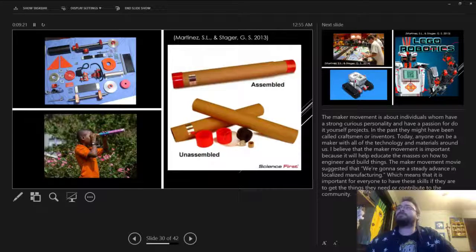In the past, they might have been called craftsmen or inventors. Today, anyone can be a maker with all the technology and materials around us. I believe that the Maker Movement is important because it will help educate the masses on how to engineer and build things. The Maker Movement movie suggests that we're going to see a steady advance in localized manufacturing, which means that it is important for everyone to have these skills if they are to get the things they need or contribute to the community.